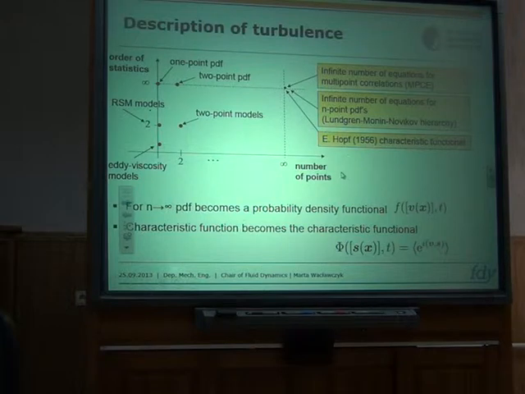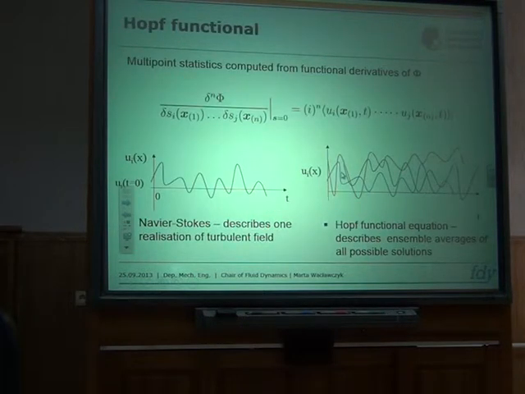Now, the idea behind this Hopf characteristic functional approach was that if we let the number of points go to infinity, then the PDF becomes a probability density functional. That means instead of a set of variables v, we have a continuous variable v depending on x. The characteristic function, extended in the same way, becomes the characteristic functional. Multi-point statistics can then be computed by taking functional derivatives at the origin. The functional derivative can be considered as an extension of the gradient, in the sense that instead of differentiating with respect to a discrete variable, we differentiate with respect to a function at a point.